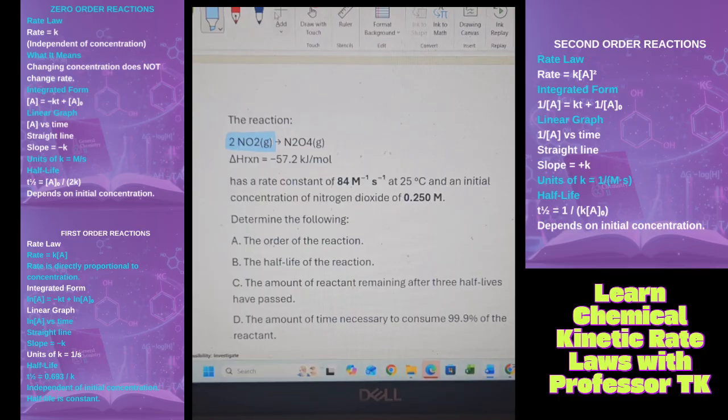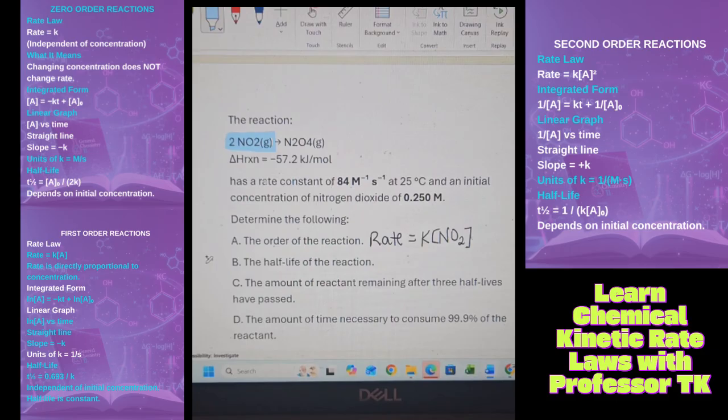But here's something that you do know. If you just have one reactant, then what is the rate law going to be? You can get the order from knowing that part. Because you just have one reactant, the rate is going to be k times NO2, okay?